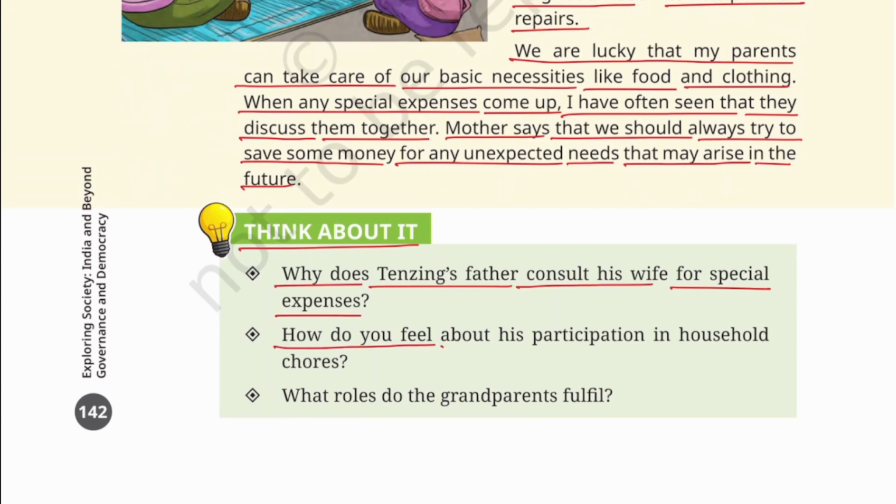How do you feel about the participation in household chores? What roles do the grandparents fulfill?